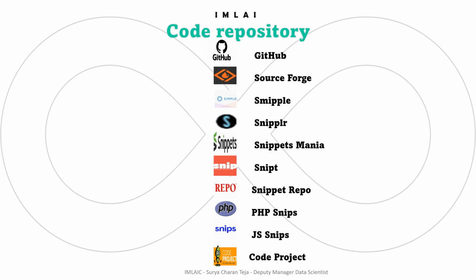Then you have written the code, you have developed the code, then you used a Git version control system to push it, but you need some repository where all the developers can push or pull the code. So that's what we call a code repository. The most famous one and widely used everywhere is GitHub. In addition to that, there are other types, basically SourceForge, Snipplr, Snippet Mania, and so on. These are all other code repositories.